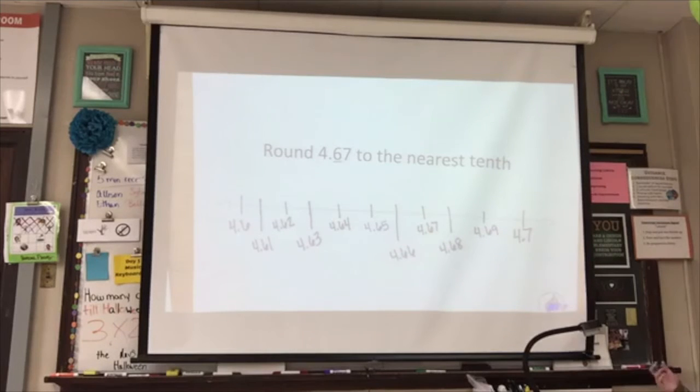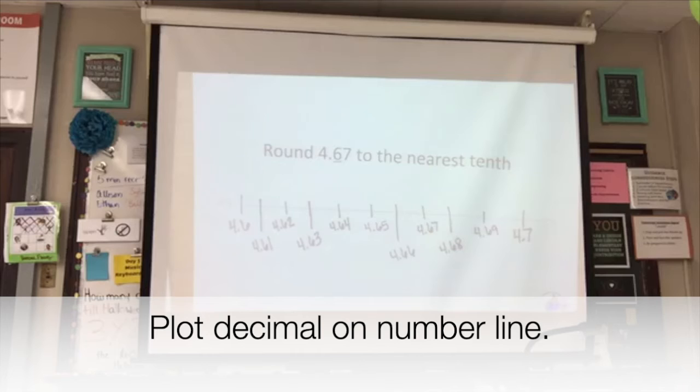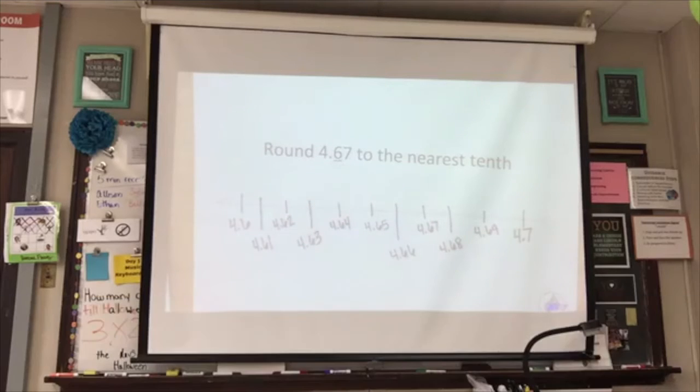Okay, so let's plot our decimal. What's our actual decimal? 4 and 67 hundredths.